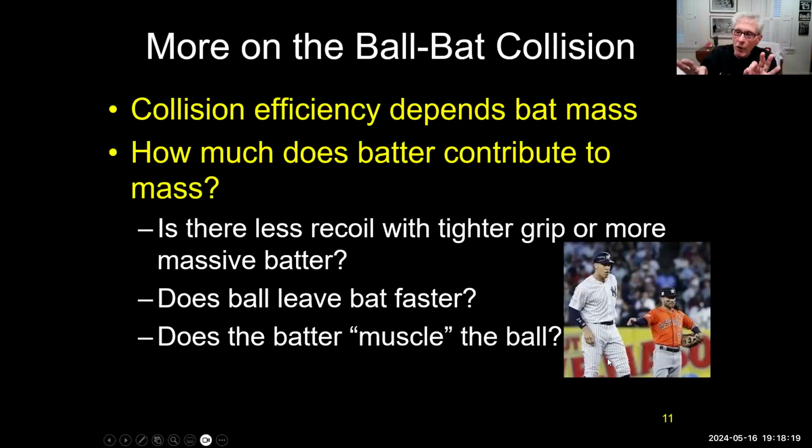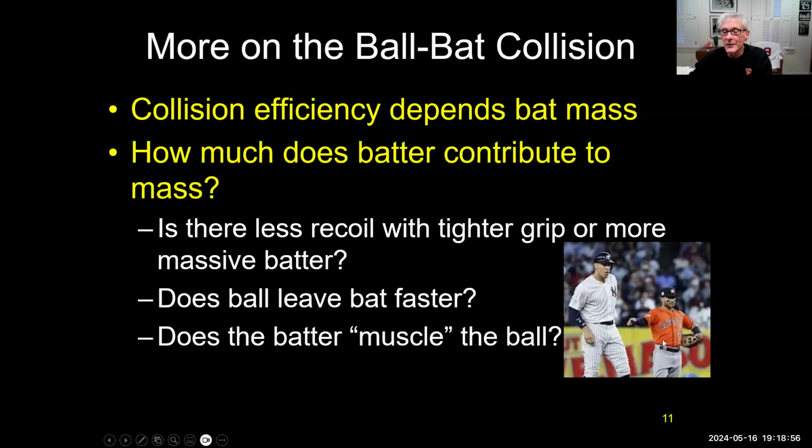So I want to actually focus in on the issue about the bat mass. The collision efficiency depends on the bat mass. A heavier mass is better. And the question is this: the batter is holding the bat, right? So he's gripping the bat. How much does the batter, his mass, the mass of his hands, the arms, or whatever, contribute to the mass of the bat that contributes to this slowing down of the bat when the ball hits it? Is there less recoil with a tighter grip or with a more massive batter?